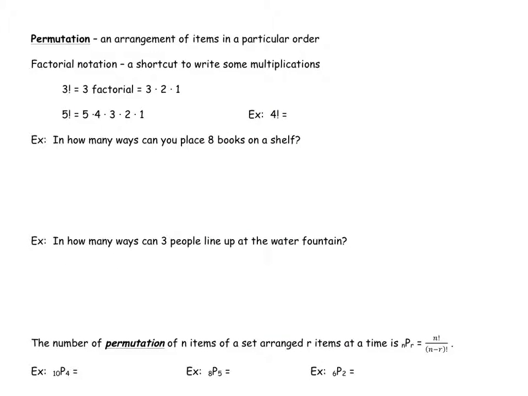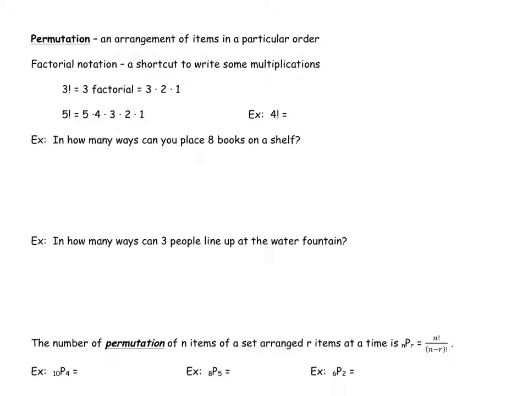So the next thing we look at is permutation. A permutation is an arrangement of items in a particular order. So you can think of me putting some books on my shelf and how many different orders I can put those books on the shelf. We're going to be using some notation called factorial notation. It's a shortcut to write some multiplications. So here's how it works.